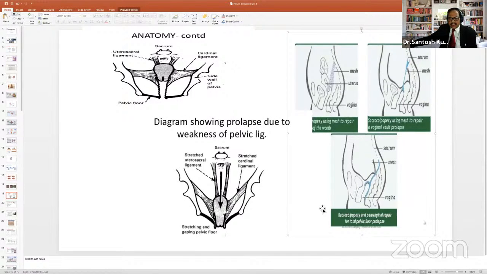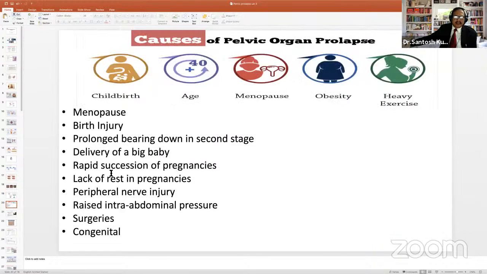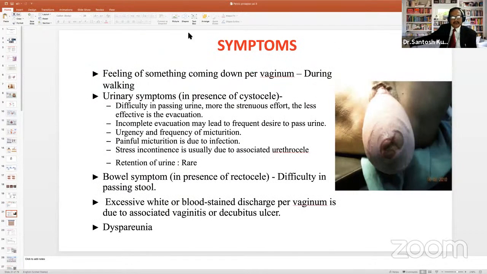And this is a condition when there is posterior wall weakness and vaginal prolapse, in which there is enterocele, rectocele, everything. Then sacrocolpopexy and paravaginal repair are done for total pelvic floor prolapse. These are common causes. Everybody knows the causes of prolapse, so I am leaving this.